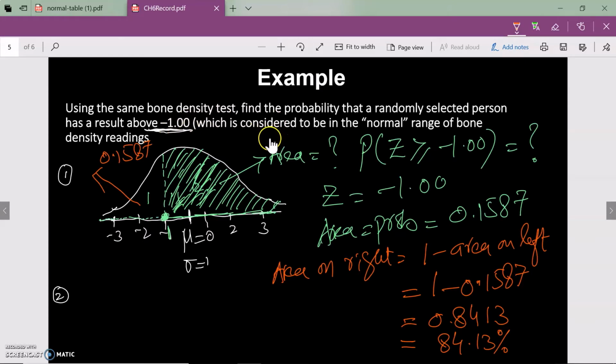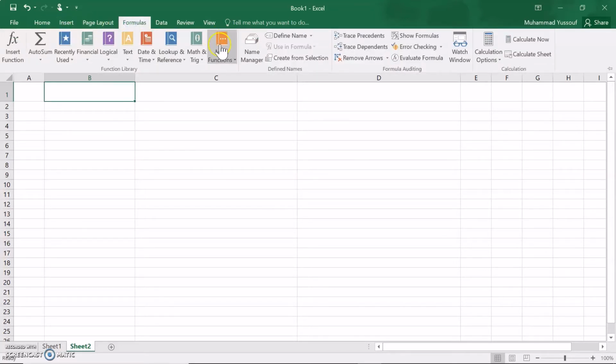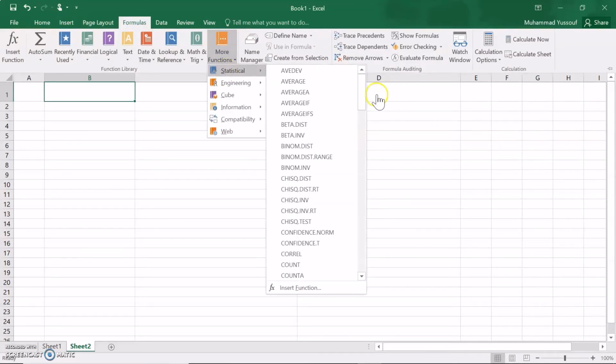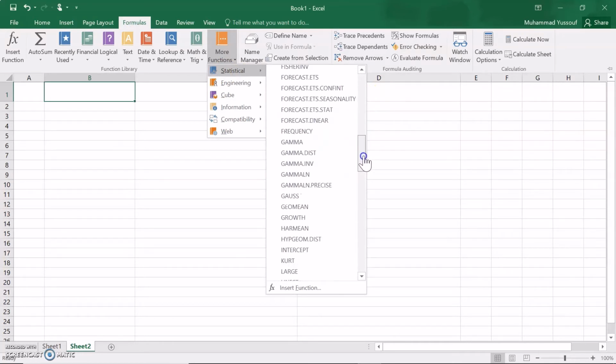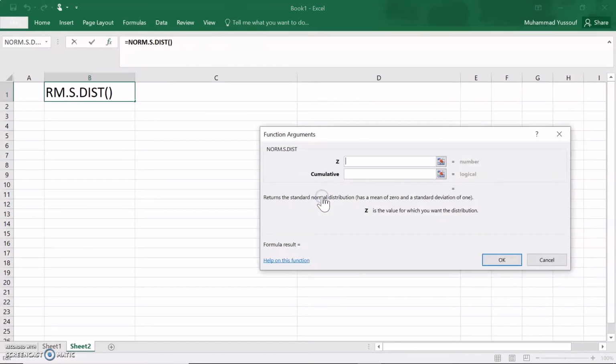Now let's solve this problem by using Microsoft Excel. So we are in Microsoft Excel, and let's see how we're going to solve the same problem. We go to Formulas, More Functions, Statistical, and we locate the formula called NORM.S.DIST. Now it's asking what is the z-score? It's -1. And now it is asking, are you looking for the cumulative area from the left side? You will say yes, I'm looking for the cumulative area all the way from the left side.